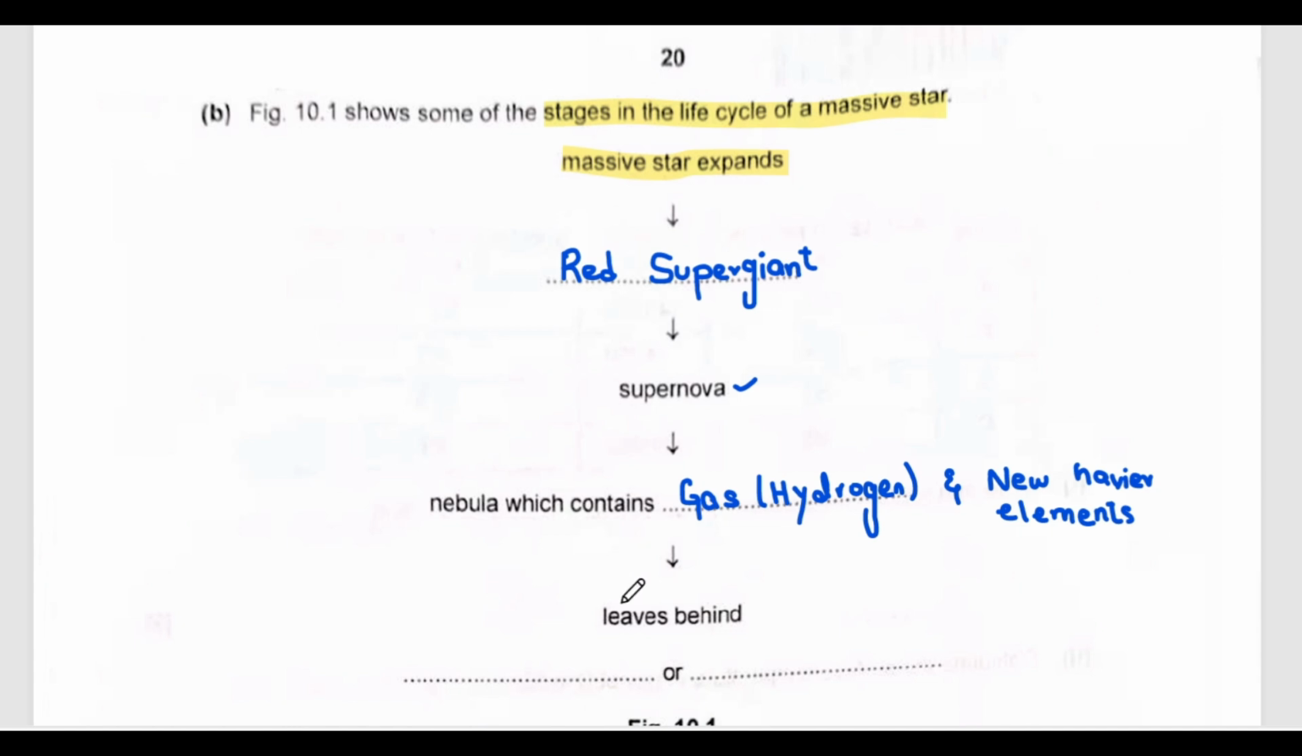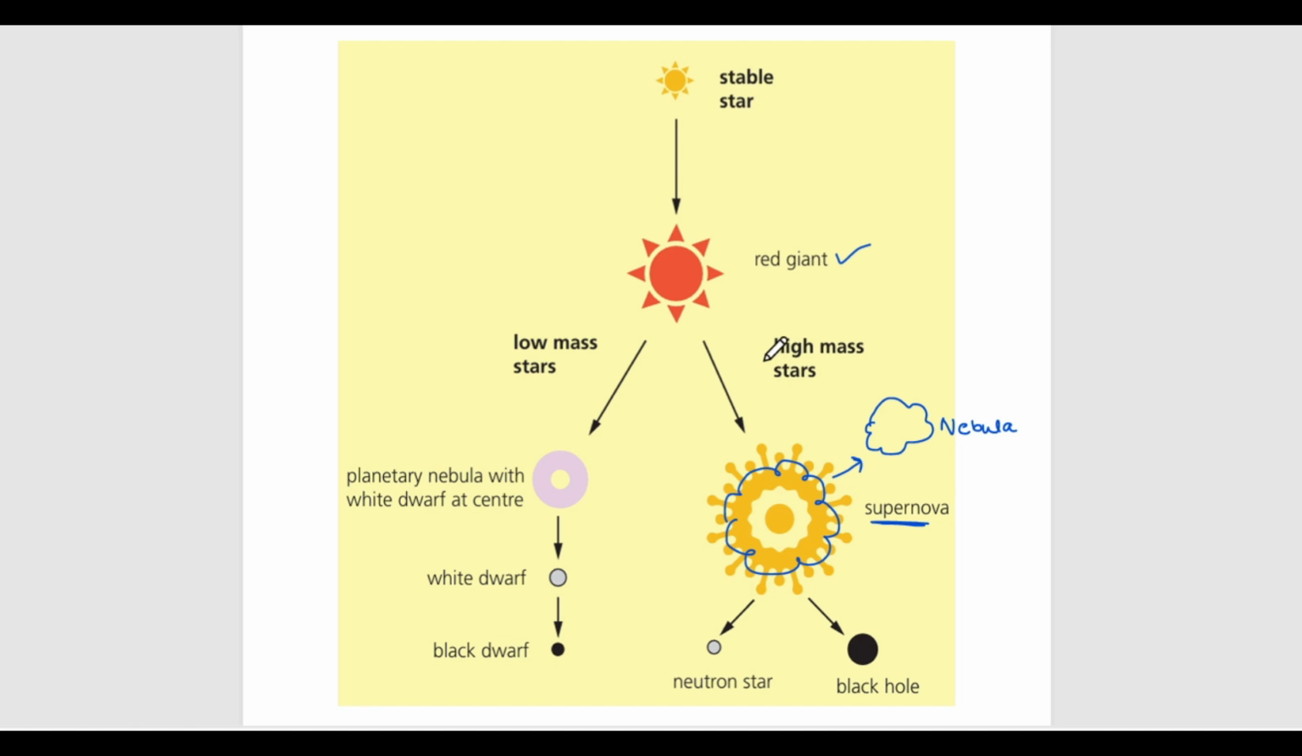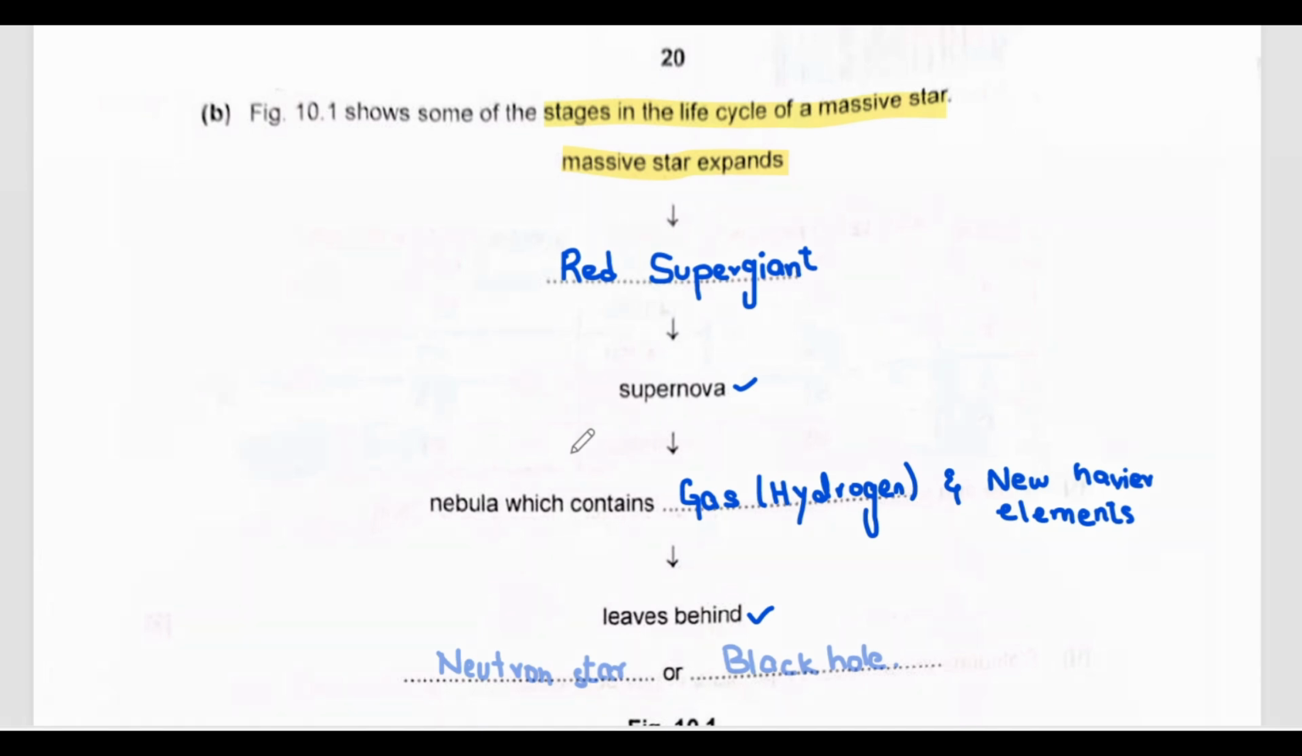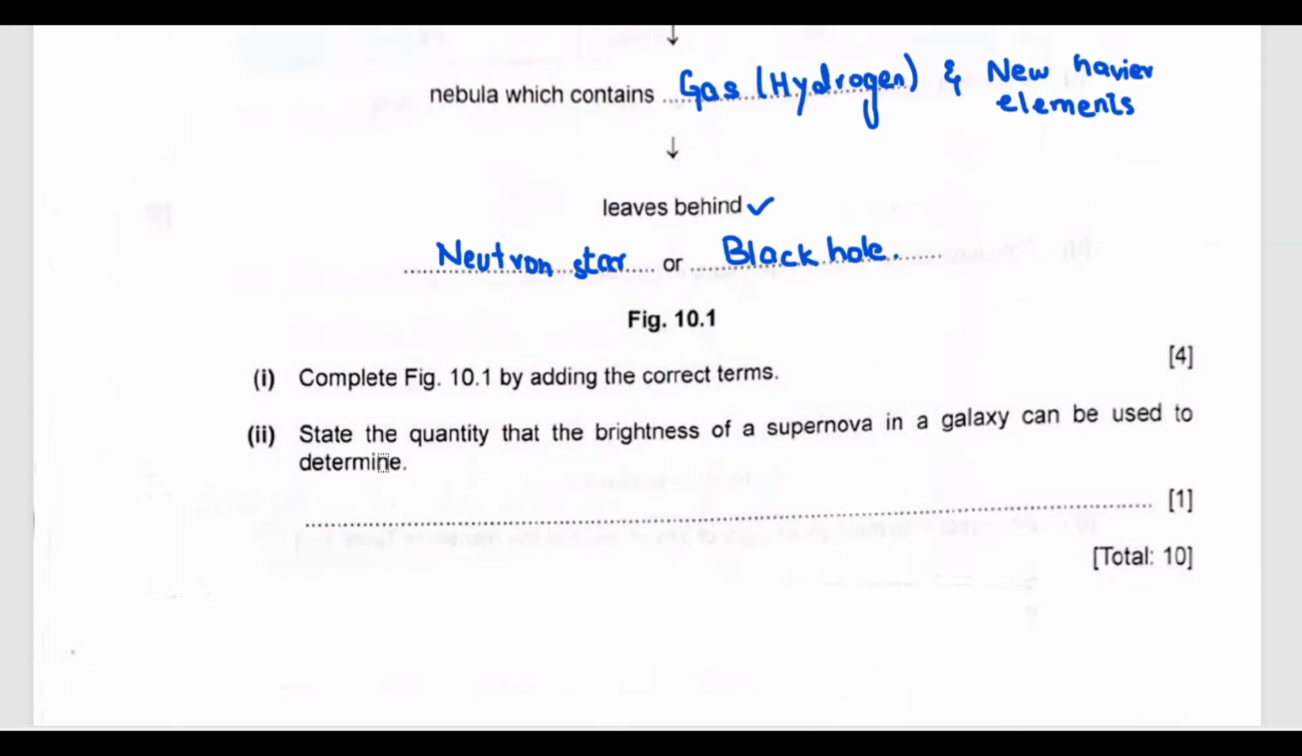Now it says that the supernova leaves behind dash or dash. Basically, the outer layer of the supernova converts into a nebula and the core is converted into a neutron star or a black hole. So I am writing it leaves behind a neutron star or a black hole. The second part says state the quantity that the brightness of a supernova in a galaxy can be used to determine. The brightness of a supernova can be used to determine the distance of a far galaxy.